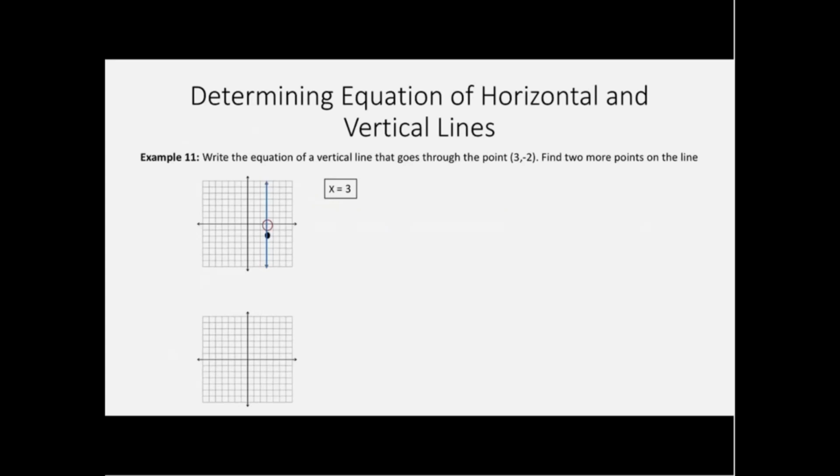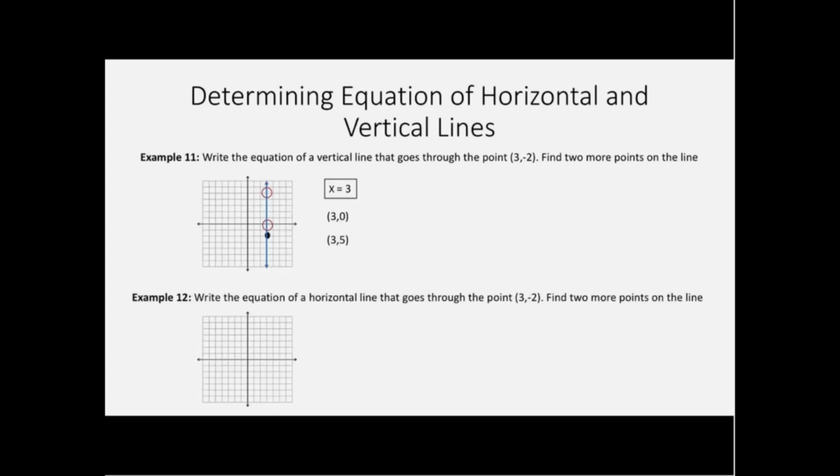I picked this point (3, 0). And let's pick this other point. I believe that's up 5, so (3, 5). The important thing is that x is always going to be 3. So the equation is x equals 3. The 2 additional points are (3, 0) and (3, 5).